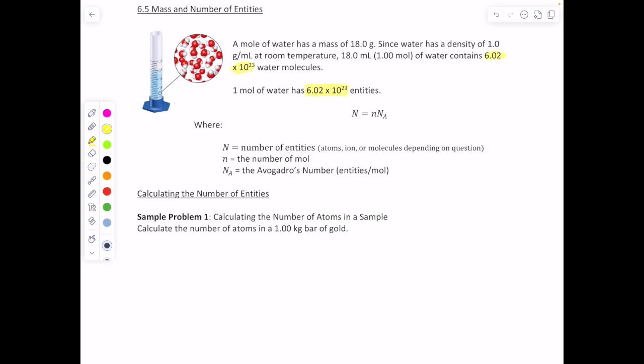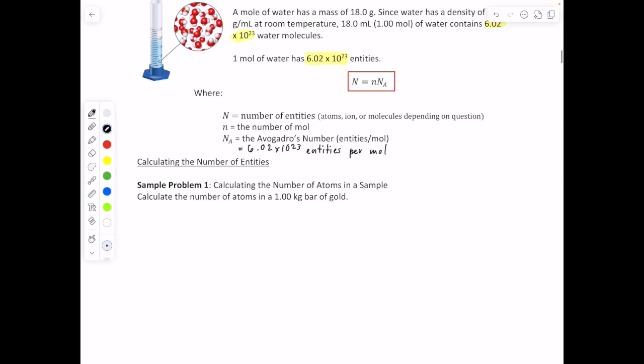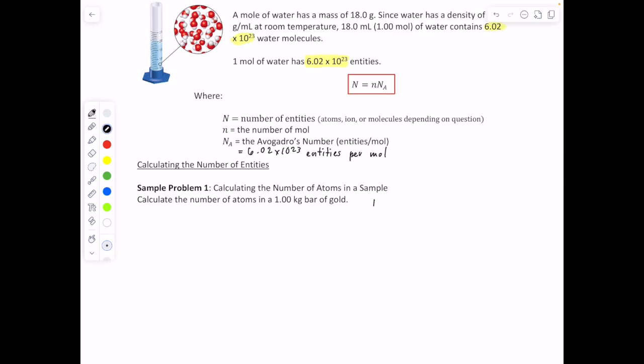Now we can find the number of entities in a given number of moles by calculating the number of moles times Avogadro's number. Remember that Avogadro's number is 6.02 times 10 to the power of 23 entities per mole. Sample problem number 1, calculating the number of atoms in a sample. Calculate the number of atoms in a 1 kilogram bar of gold. In this question, what we want to find is the number of entities of gold in a 1 kilogram or 1.00 times 10 to the power of 3 gram sample of gold.